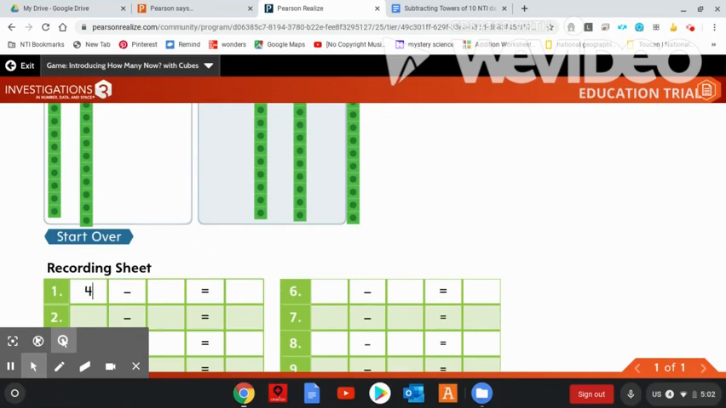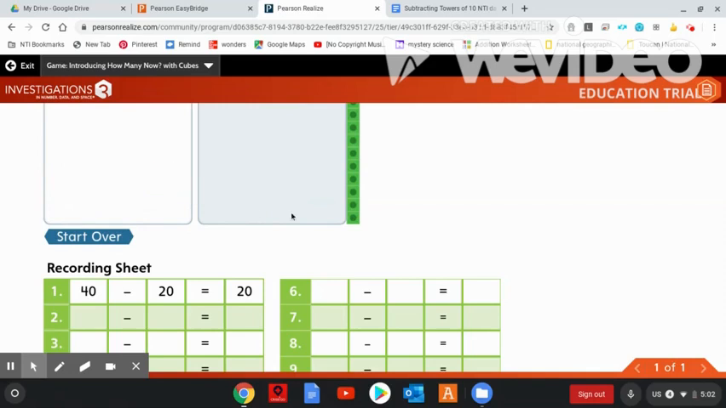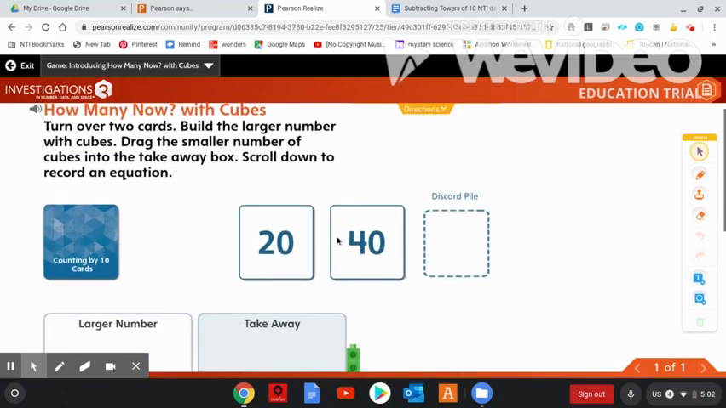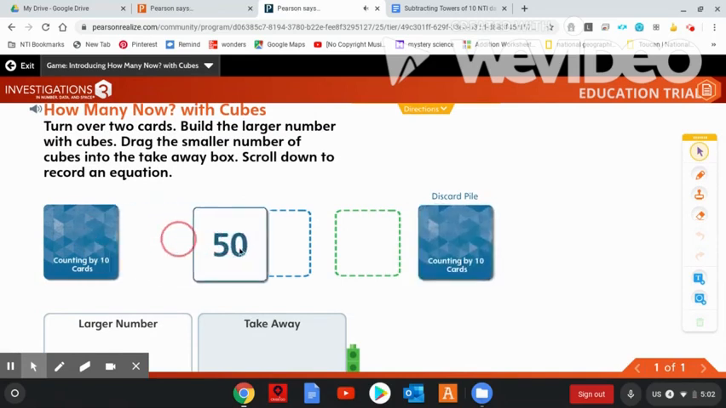We started with 40. We took away 20. And that left us with, remember, 20. Very nice. Let's play another round. I'm going to get rid of these and get 2 new cards. There's my first card.